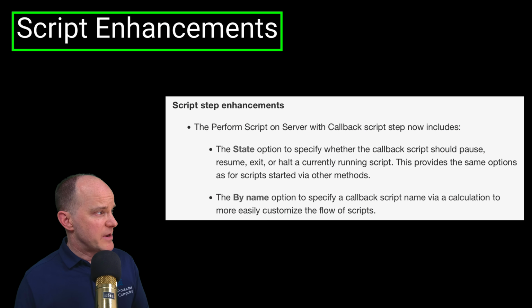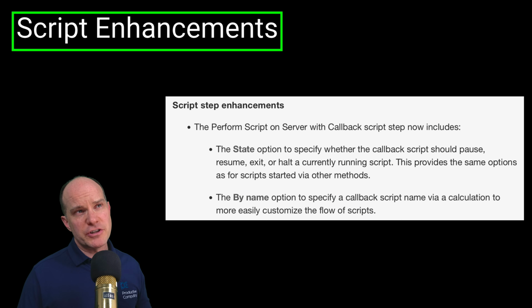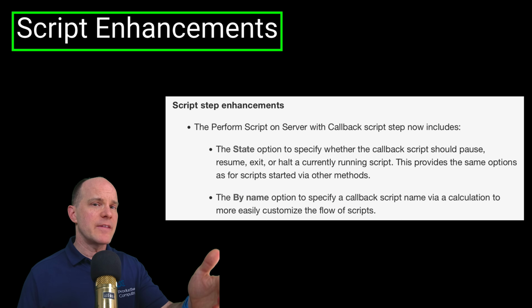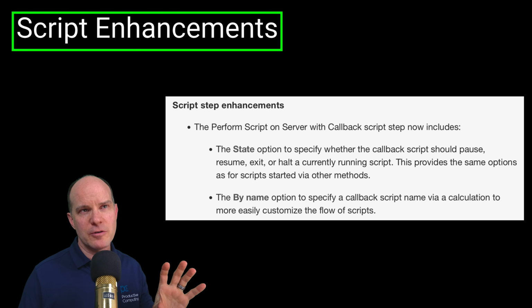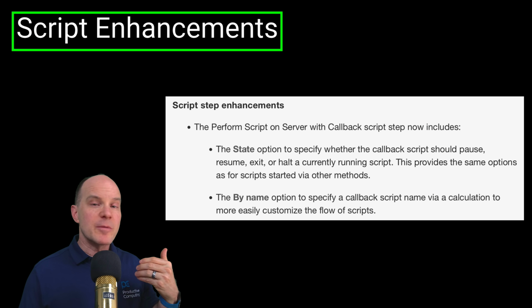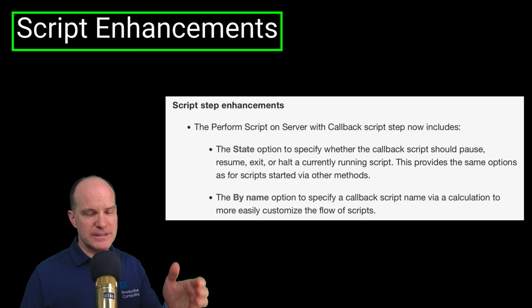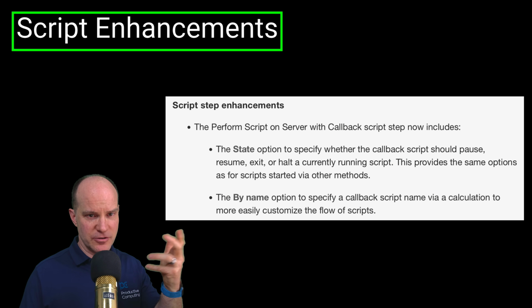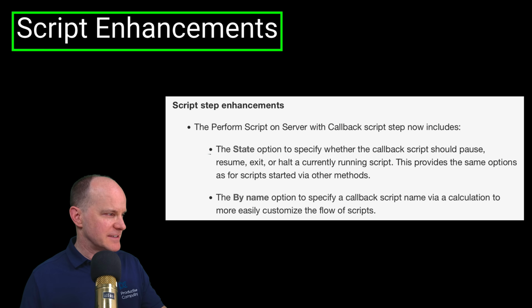Some superpowers have been added to the Perform Script on Server with Callback. This is the notion where you call a server-side script and then the script returns by calling another script. So for example, if you were running a large report and that report was to create a PDF and then put it somewhere, you might want to be alerted when that report was complete. So you could send the report off, but tell it to call back a script that says your report is complete. So once that's done, it can alert the user when it's complete.